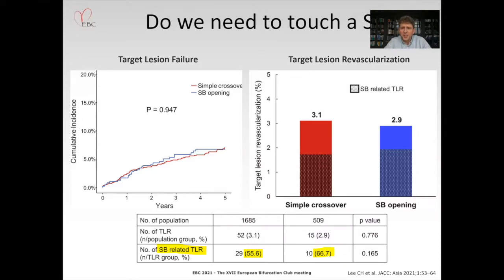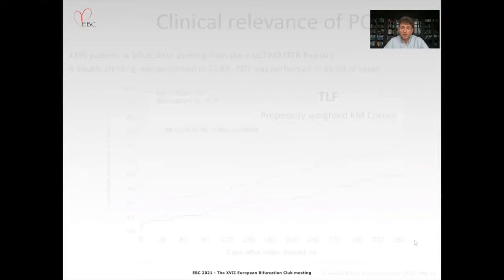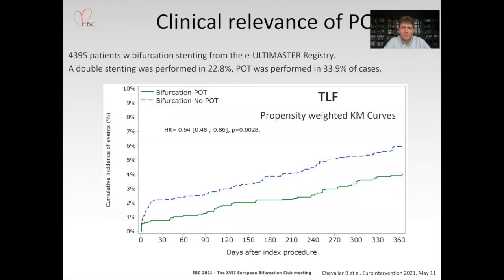And interestingly enough, on the right-hand side of the slide, you appreciate target lesion revascularization, which occurred really rarely in both groups. But strangely enough, in the side branch opening group, the side branch related TLR accounted for almost 2/3 of all TLR cases, whereas in the no-touch group, it was only slightly more than 50%, where the side branch related TLR accounted for all the TLR. So this is a really strange result.